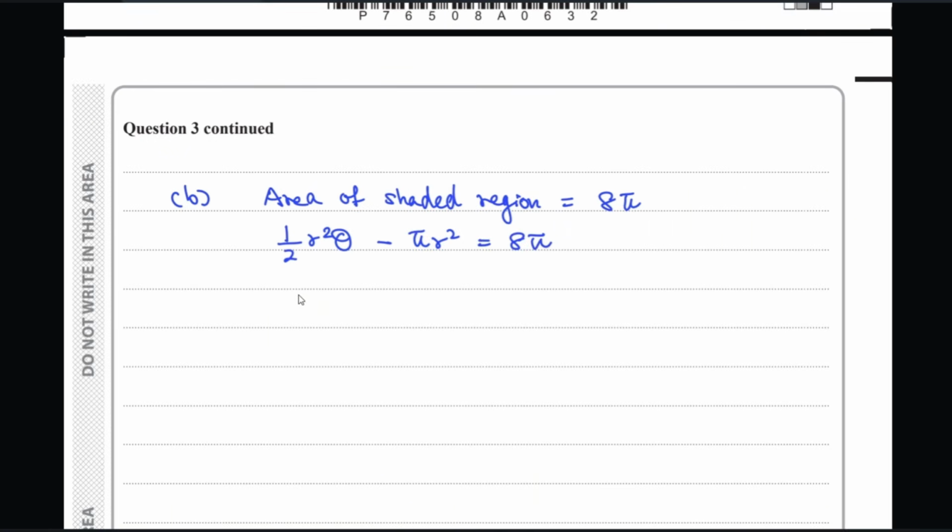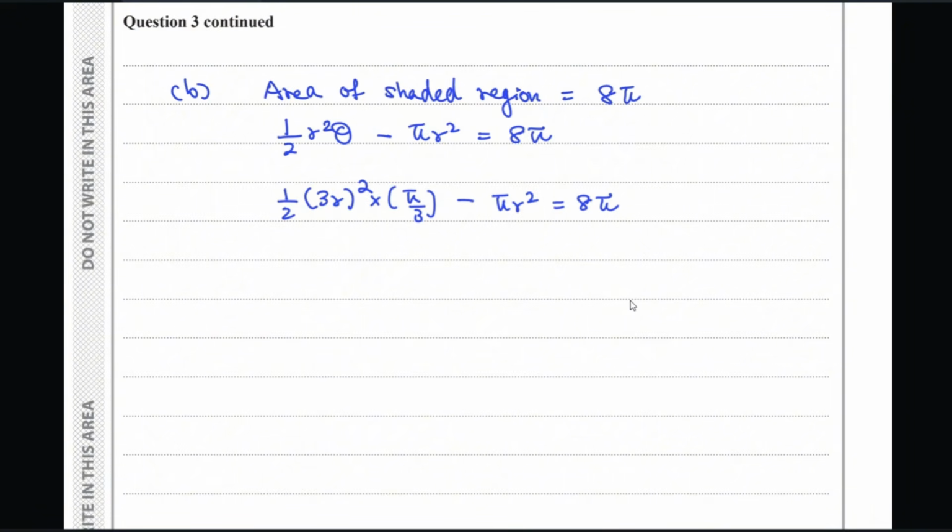Now let's substitute the real values. So half, the radius of the sector is 3r squared, times the theta value, the angle of the sector, pi over 3, and then minus the circle area, which is pi times, the radius is just r, so it's just pi r squared, is equal to 8 pi. We formed the equation. From here we just need to find the value of r. Let's simplify this. So half times 3 squared is 9, r squared is r squared, times pi over 3, minus pi r squared equals 8 pi.